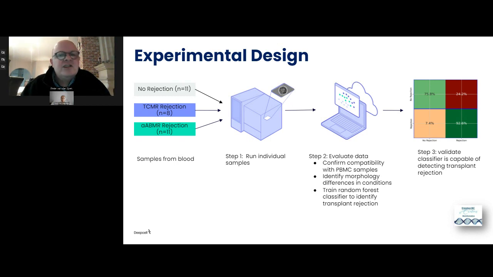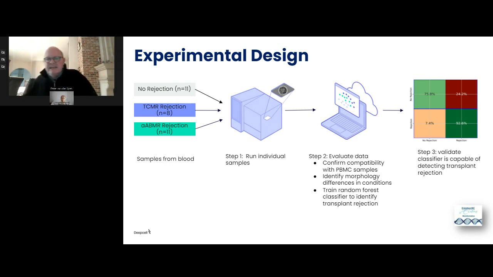After imaging those cells, basically we look at the results in the Axon suite. That's basically the software that comes along to look at the results. And then we obtained a 75.8% accuracy, prediction accuracy, to separate no rejection from rejection.